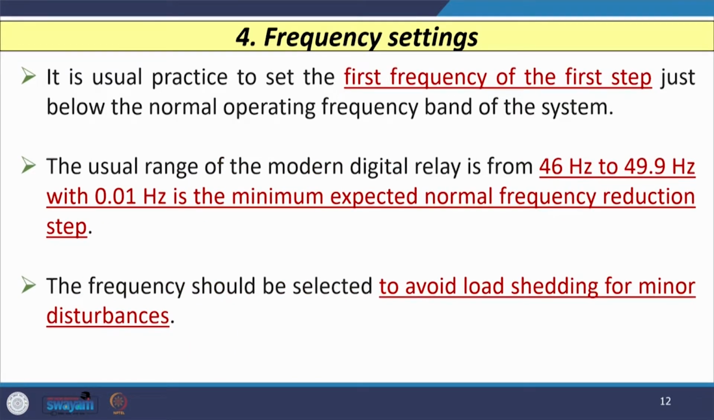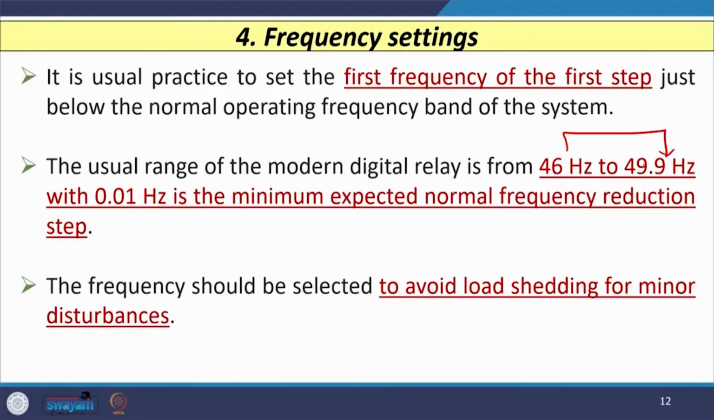Now, it is usual practice to set the frequency of the first step just below the normal operating frequency band of the system. The usual range of most digital relays is from 46 hertz to 49.9 hertz, with 0.01 hertz being the minimum expected frequency reduction step, assuming 50 hertz is the fundamental frequency. The frequency should be selected in such a way that we can avoid load shedding for minor disturbances, because in case of minor disturbances the system itself is capable of recovering or regaining the original steady state condition.